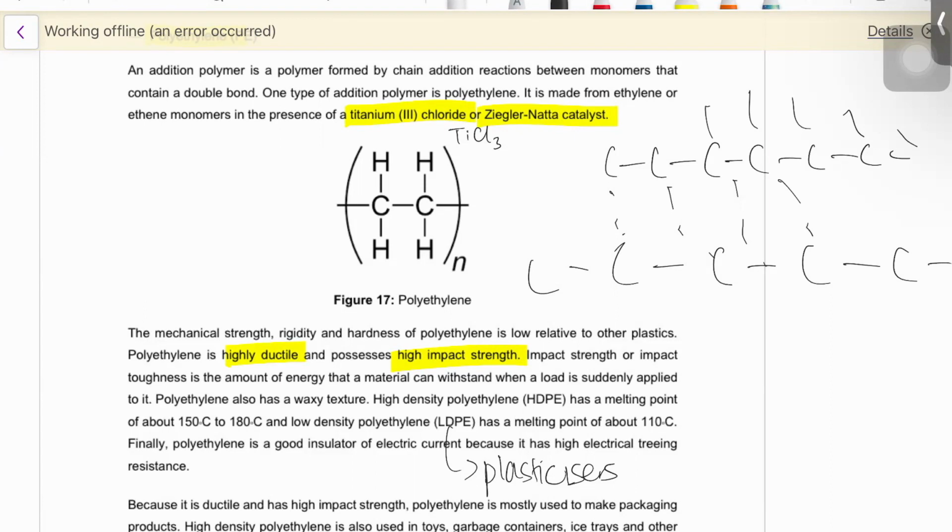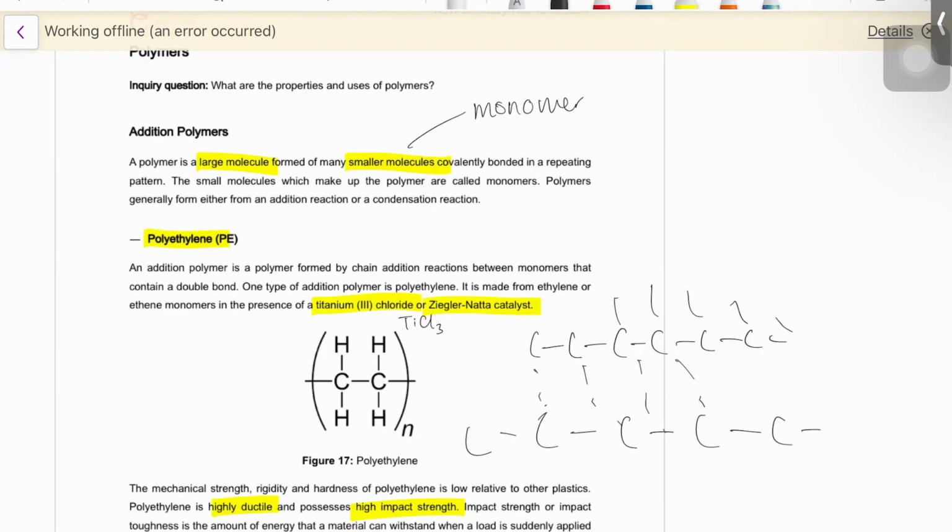Okay. Now, why is polyethylene ductile and still have high impact strength? It's only going to form weak dispersion forces. So that's why it's able to be ductile, just because the forces within it are so weak, which means it's not being held together that much. So you can sort of bend it and shape it and stuff like that.